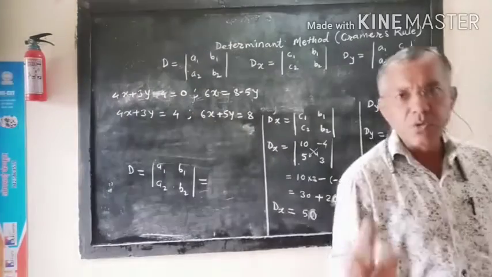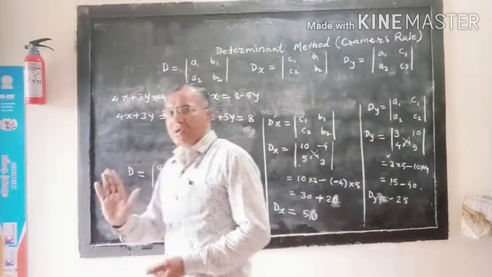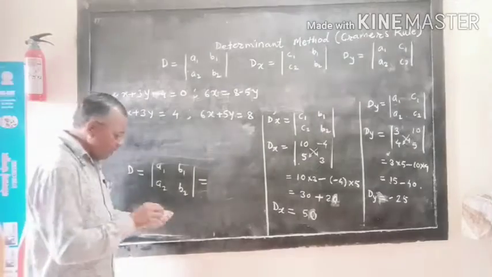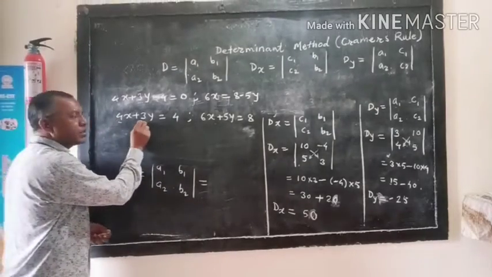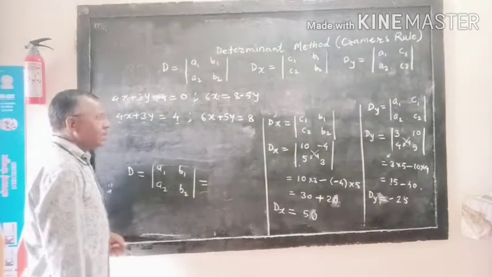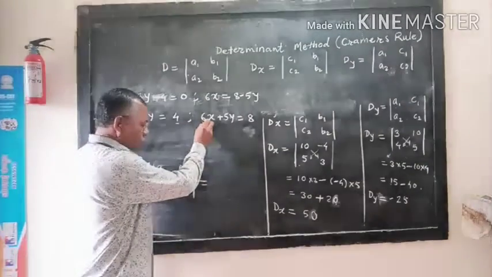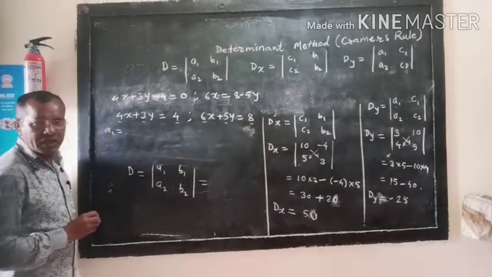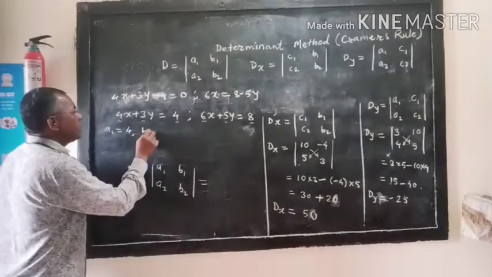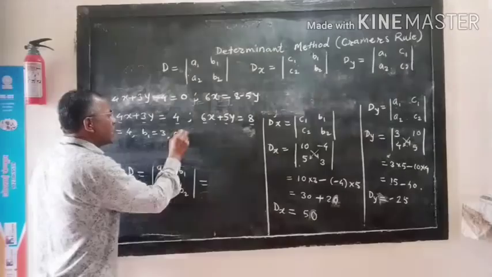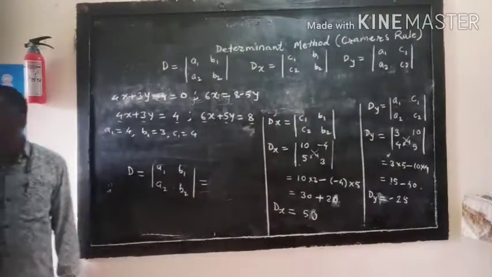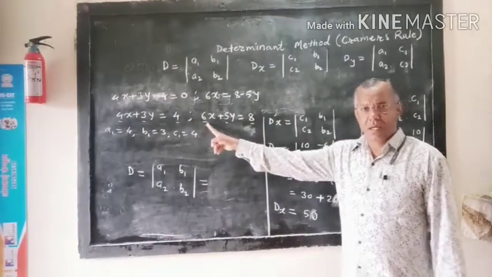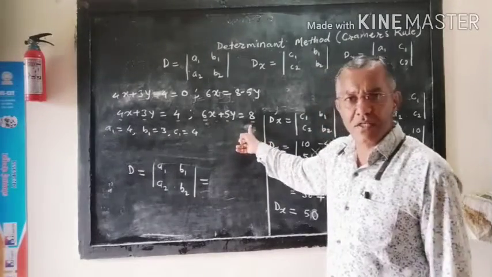Now boys, you have to compare these two equations with a1, b1, c1, a2, b2 and c2. For the first equation, it is a1, it is b1, it is c1. In the second equation, this is a2, this is b2 and this is c2. Now write here a1 is equal to 4, comma, b1 is equal to 3, comma, c1 is equal to 4.